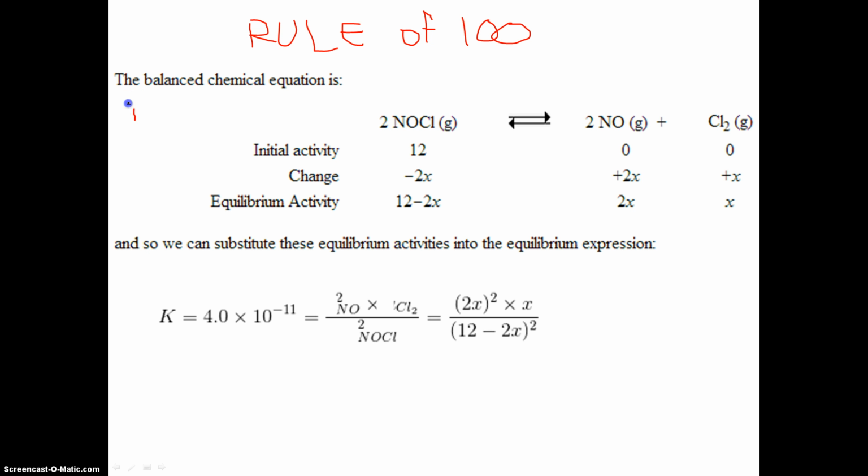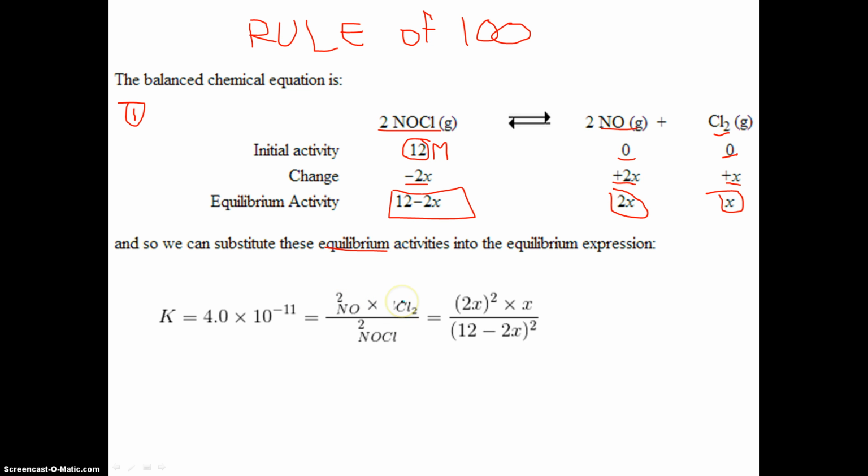Okay, so very first example right here, balanced chemical equation, 2NOCl, 2NO, and Cl2. You're given an initial quantity of 12, let's say this is moles, and that means you have no product. So just using an ICE table, nothing special here, lose 2 moles here, gain 2 moles of NO, and gain 1 mole of Cl2. So your final equations here are 12 minus 2x, 2x, and x. Now you can substitute these equilibrium values into the equilibrium expression. So that's given here. So this is NO squared times Cl2.